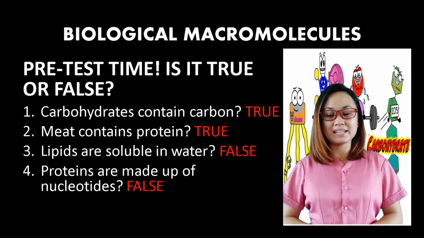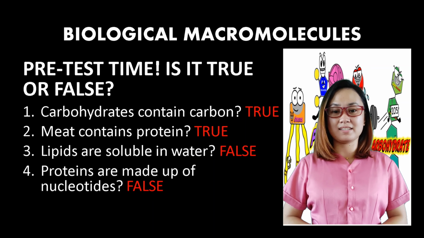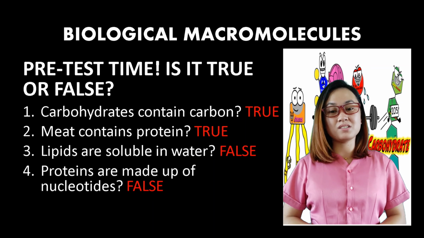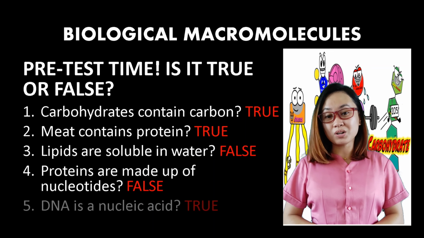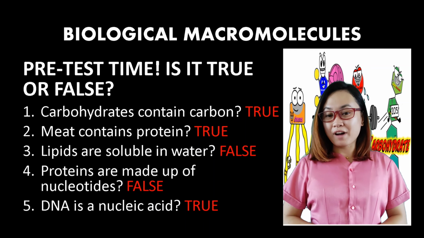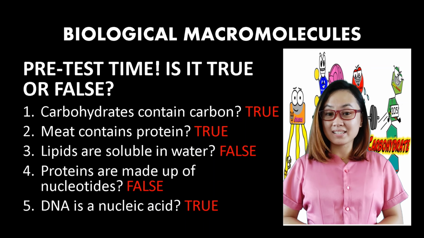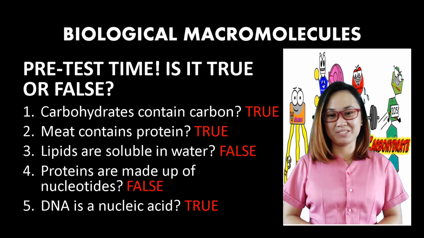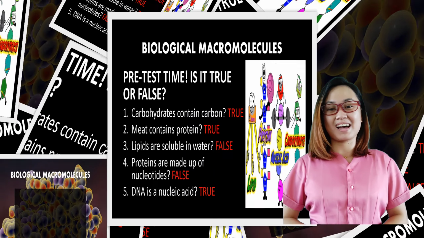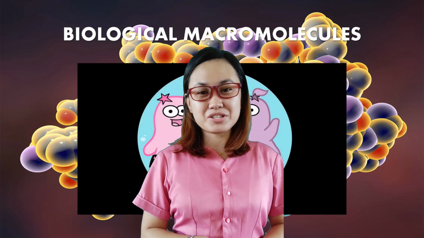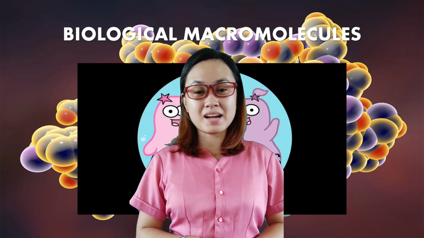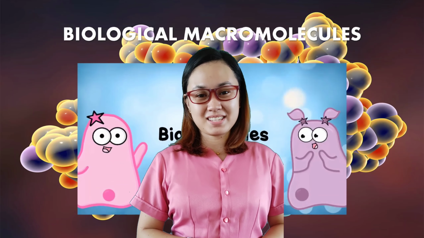Number 4, proteins are made up of nucleotides. It is false because nucleic acids are made up of nucleotides. Number 5, DNA is a nucleic acid. Yes, it is true that DNA is a nucleic acid. And now let's watch a short video clip as a preview for our lesson for today.